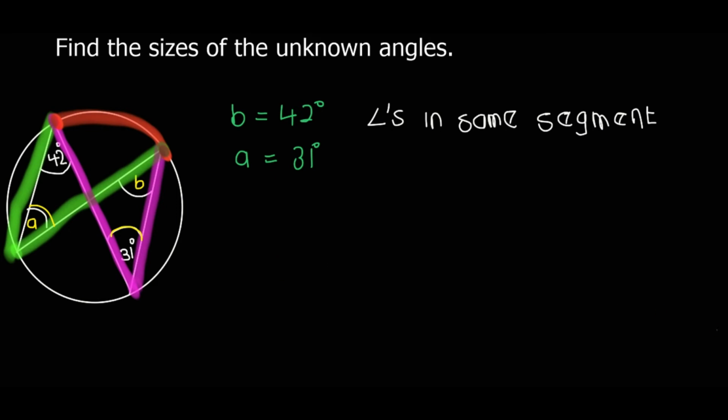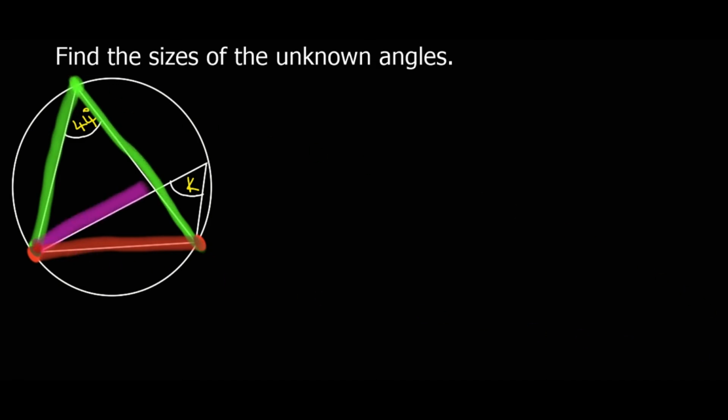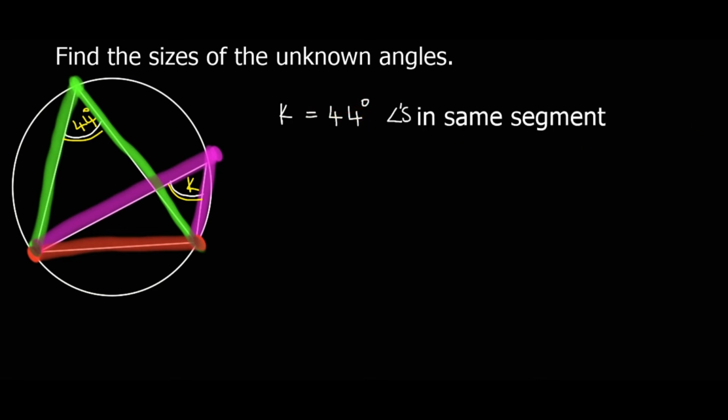So every time you see a butterfly, something like this one, think about angles in the same segment. This angle and this angle are equal, and then this one and this one are equal. So that is our answer in this way. And then when you look at this question, you can see that we have a chord, and that chord creates the angles on the circumference. This chord creates an angle on the circumference, and at the same time it creates an angle. So we say angle K is equals to 44 degrees, and the reason is angles in same segment. So that is our answer in this way.